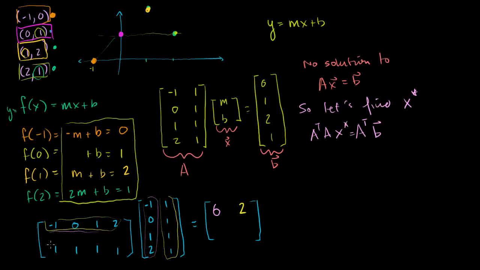I just dotted that guy with that guy. Now I need to take the dot of this guy with this column. So it's just going to be 1 times minus 1 plus 1 times 0 plus 1 times 1 plus 1 times 2. Well, these are all 1 times everything. So it's minus 1 plus 0 plus 1, which is 0 plus 2. So it's going to be 2.